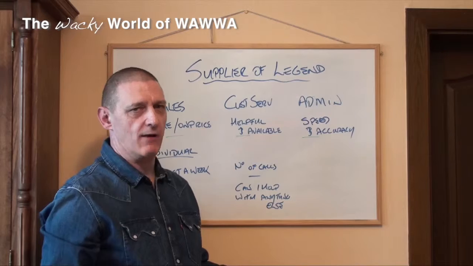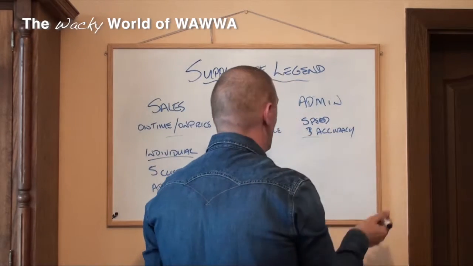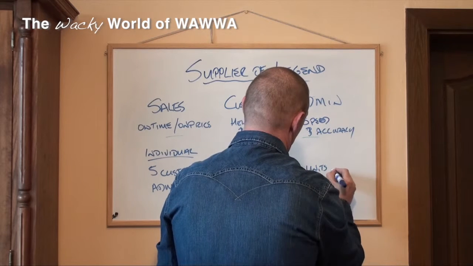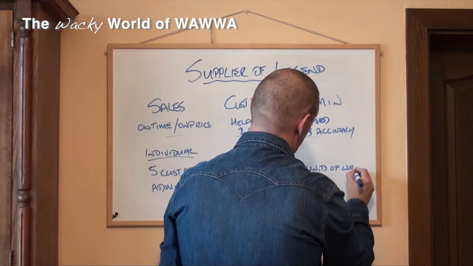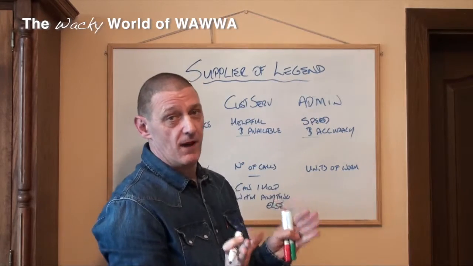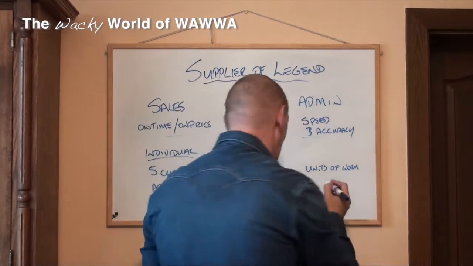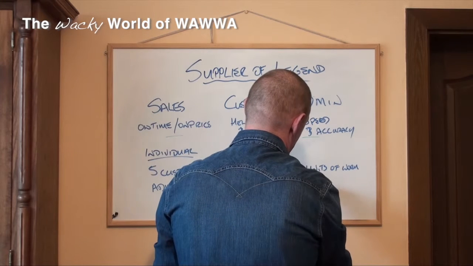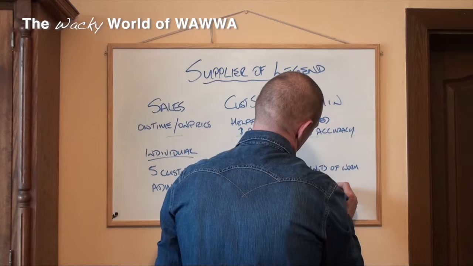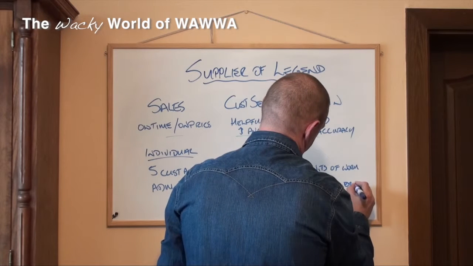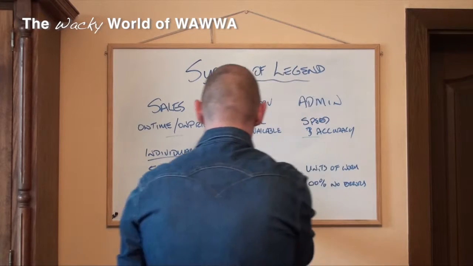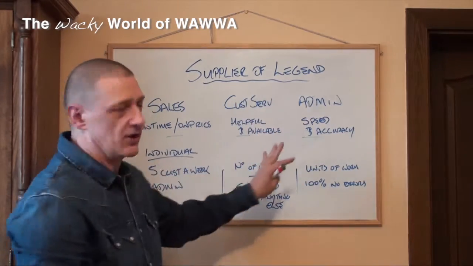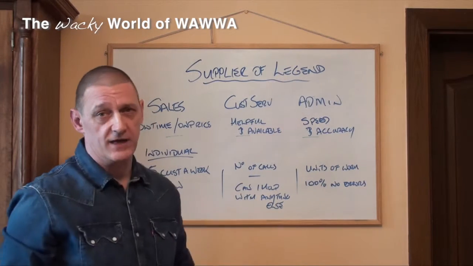A nice jolly outro. And then finally, for admin, we would have maybe units of work as an average, so five pieces of paper moved from one place to another. And as I mentioned, an accuracy. So let's say 100%, no errors. Okay, so each individual within the organisation, in their different departments, is charged with those particular objectives as outcomes.